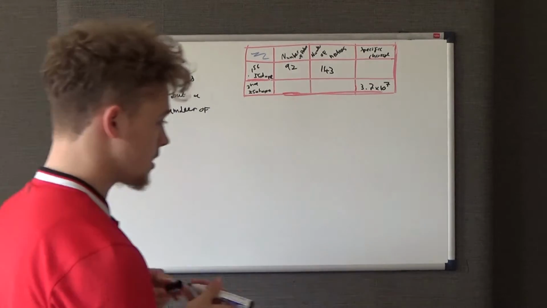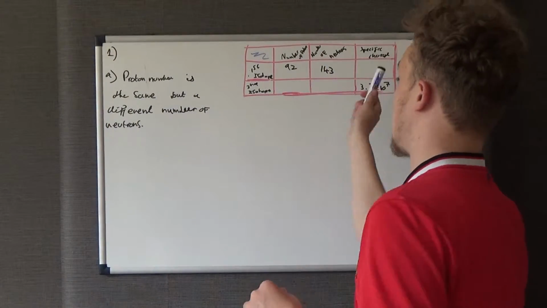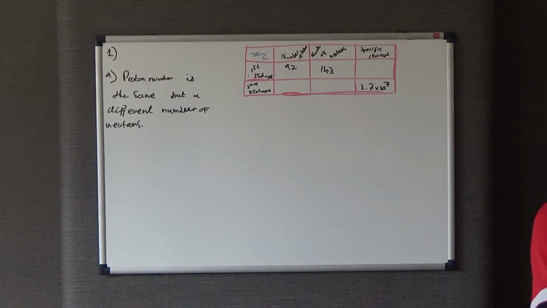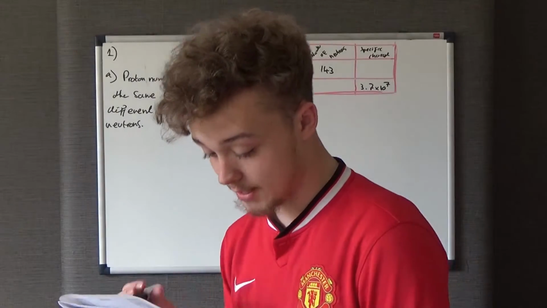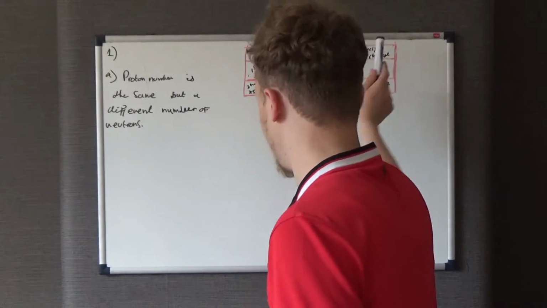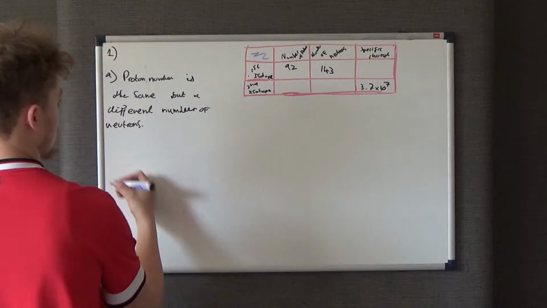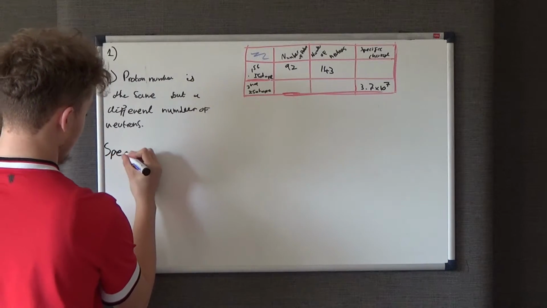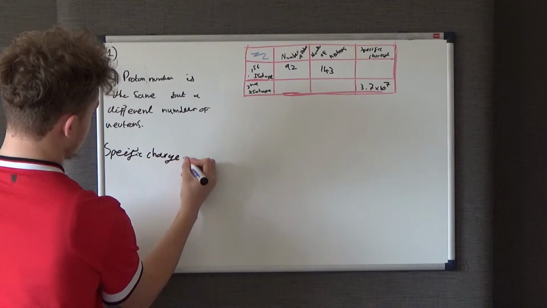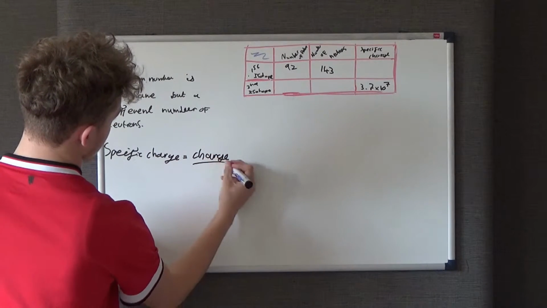Now the rest of this question pretty much involves going through the rest of the table and filling in the unknowns. B part 1 simply says write in the table the unit for specific charge. Now specific charge, just to reiterate, is equal to the charge per unit mass. In other words, the charge over the mass.